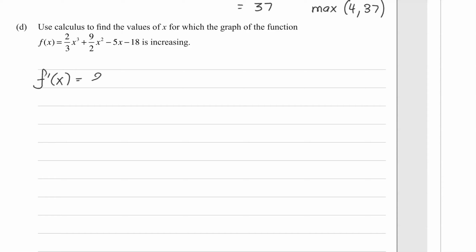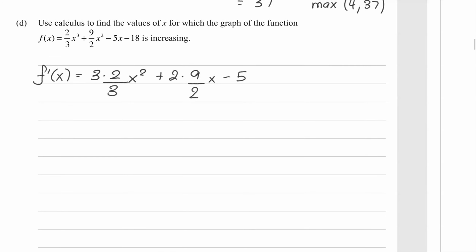So we got 3 multiplied by 2 over 3x squared plus 2 multiplied by 9 over 2x minus 5. I can simplify that. So I'm left with 2x squared plus 9x minus 5. Oh, sorry, that's f dash of x.